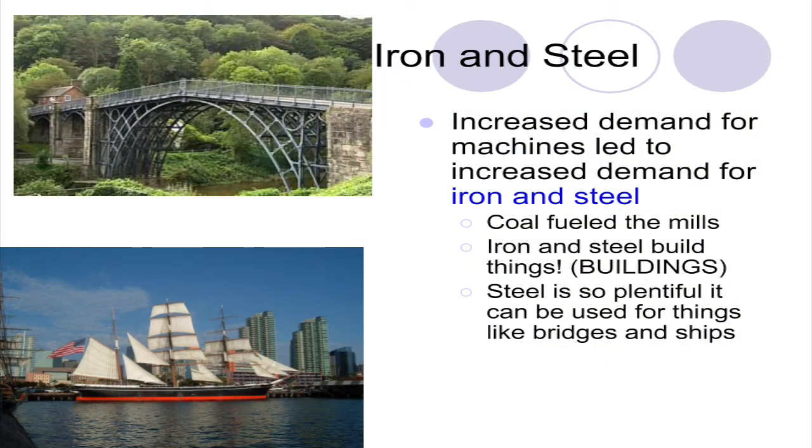We talked about iron and steel, and so these are 2 important things to build bridges, to build boats, to build structures, and especially buildings. So again, we talked about how England had lots of iron ore, and because they had lots of iron ore, this is one of the reasons why England becomes the first country to industrialize.